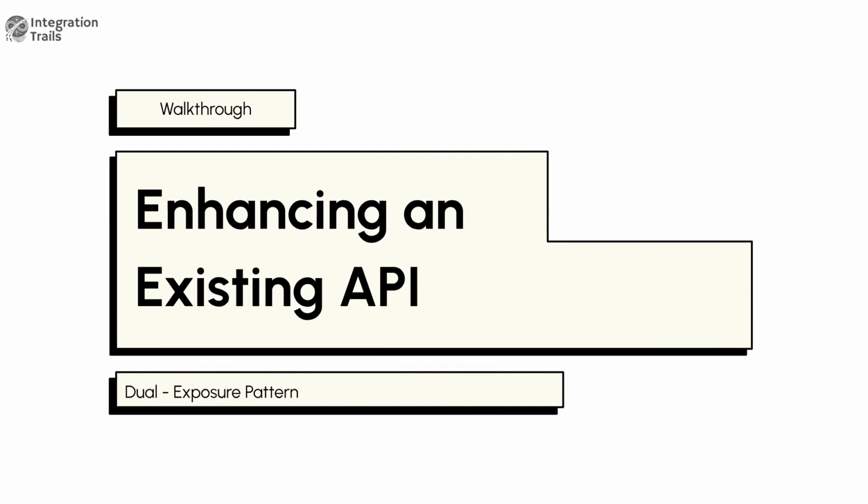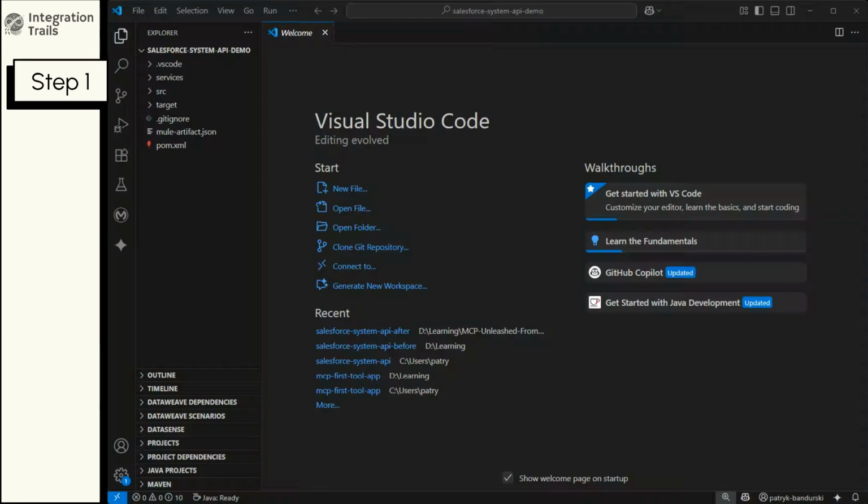You're making solid progress. I hope you're ready for the next step because we're about to dive into enhancing an existing API with the dual exposure pattern. Let's jump in. First things first, we need to add the MCP connector to our project.